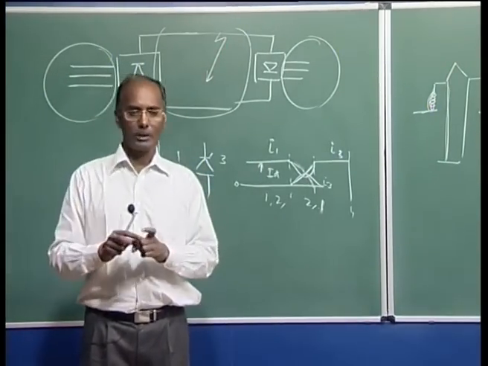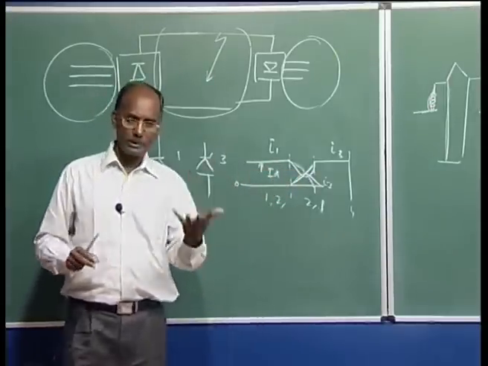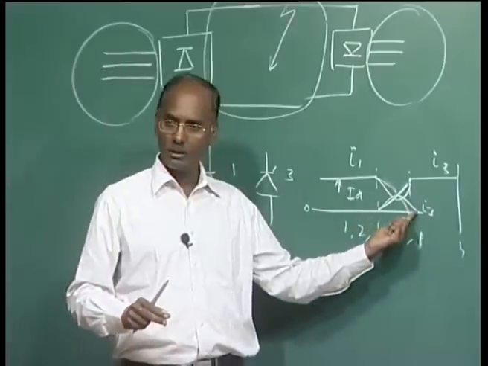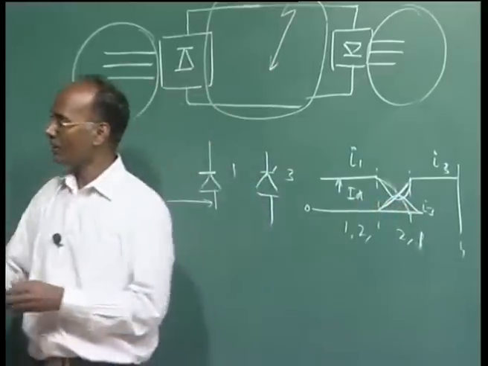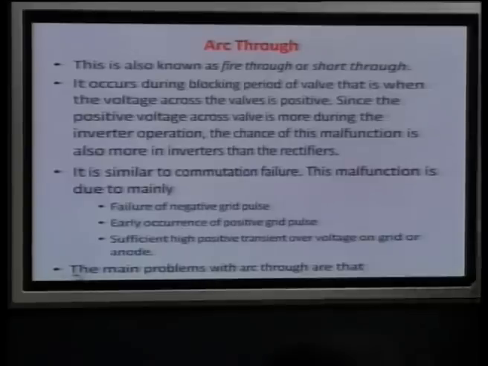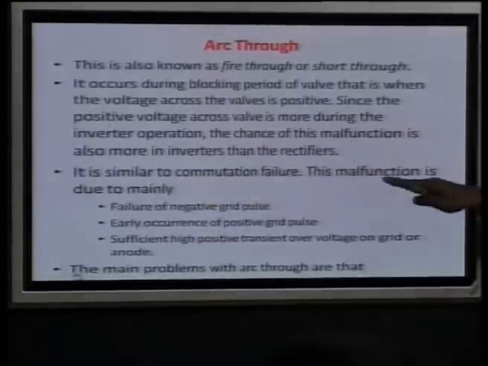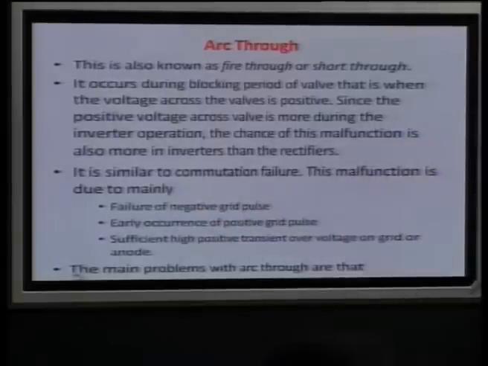Now, we will see this when we talk about the commutation failure. The impact will be similar, but the case is not similar. Here you can say it was taking the current, but it is not so, and it is coming back. Here we will see how it is going to happen. So, that is why it is written that it is similar to the commutation failure, and this malfunction is mainly due to the failure of the negative grid pulse.